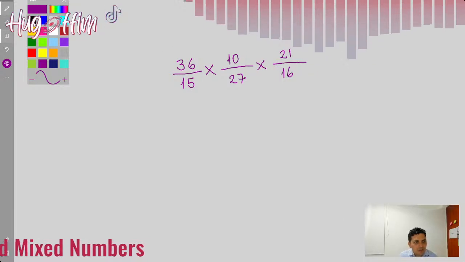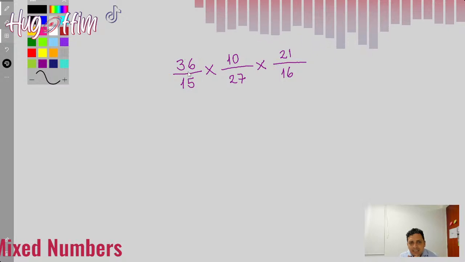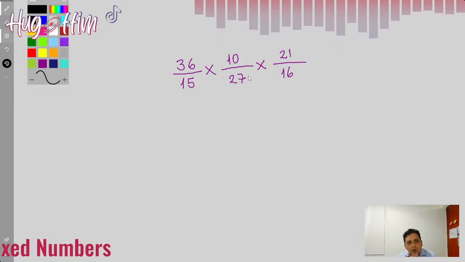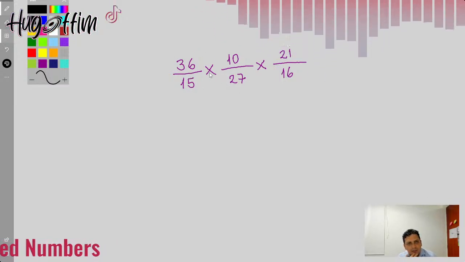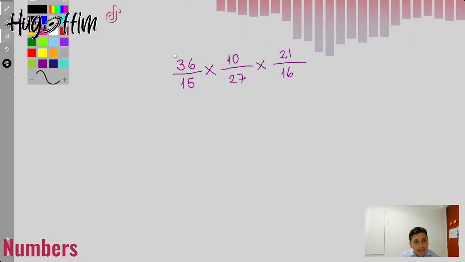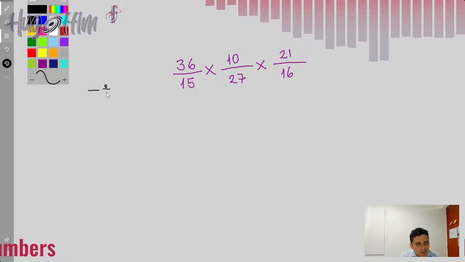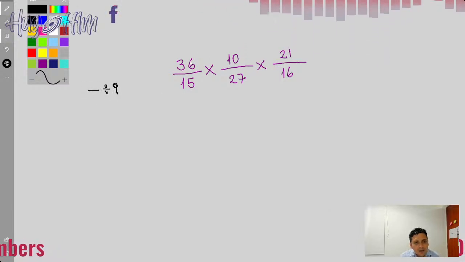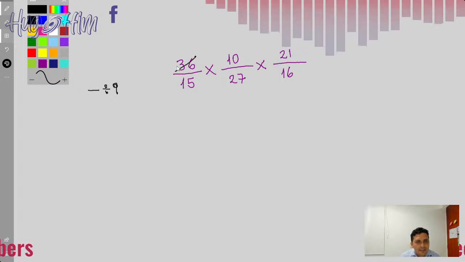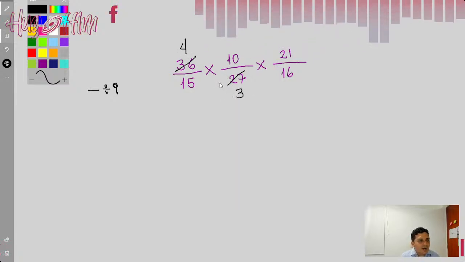So I'm going to start, for example, with a common factor between 36 and maybe 27. A common factor between 36 and 27 is 9. So I can divide by 9. Let's put in black that I'm going to divide by 9. So I'm going to divide by 9. 36 divided by 9 is 4. And 27 divided by 9 is going to be 3. So I already start my division.